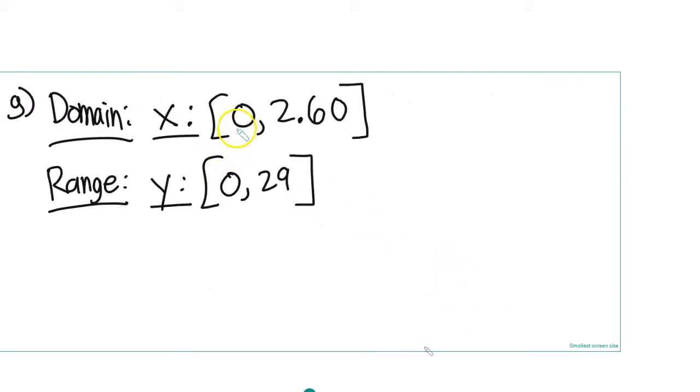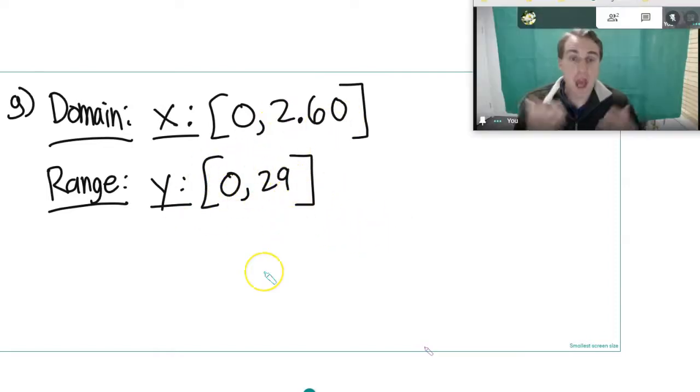And then we said the domain is 0 to 2.60 seconds, and the range is 0 to 29, or sorry, 0 to 29 feet. I wish it was easier, but that's how we do that problem. And that problem is very much an application, like a project in some sense.